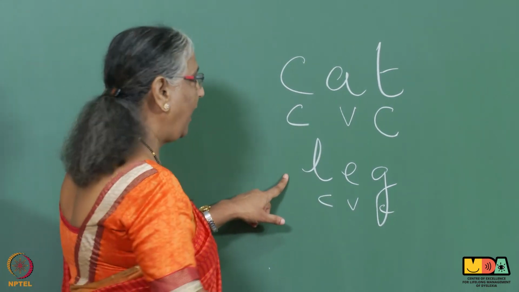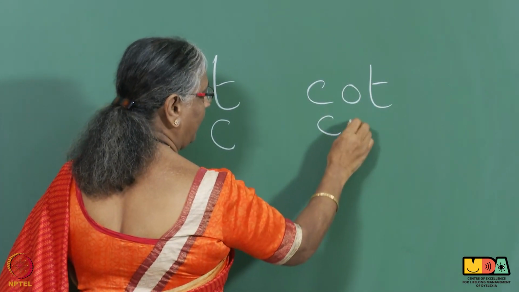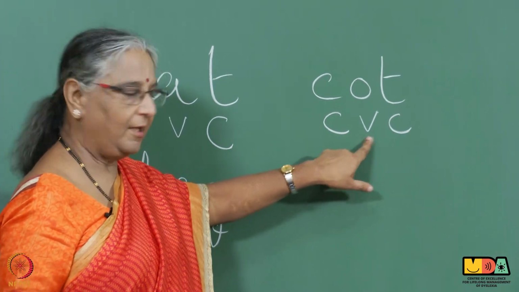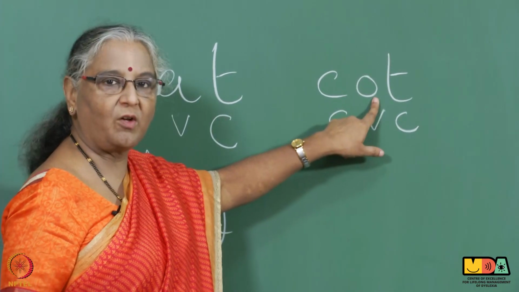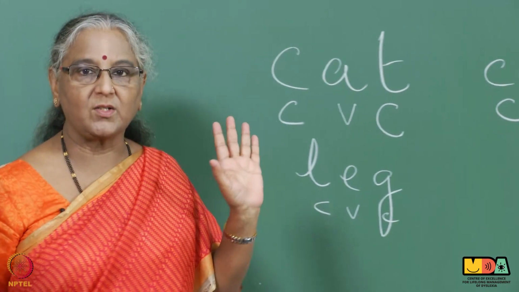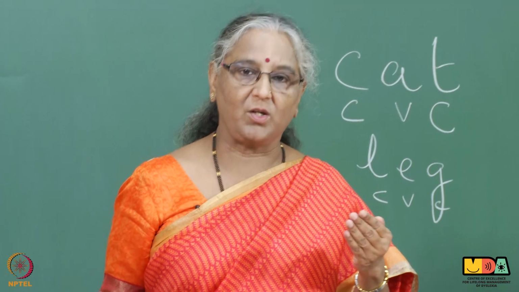Leg. We have cot, again C, V, C. C standing for consonant, V for vowel and C for consonant, with the short vowel sound of O. These are CVC words, which are the easiest to master for a child who is beginning to learn spelling. We can teach them as a word family. You can have the A short vowel and we can have the O short vowel. But when we teach them, we go on to the next step, which is the decoding units.